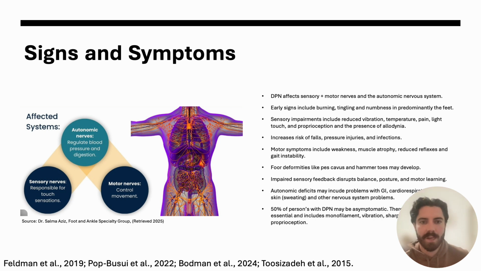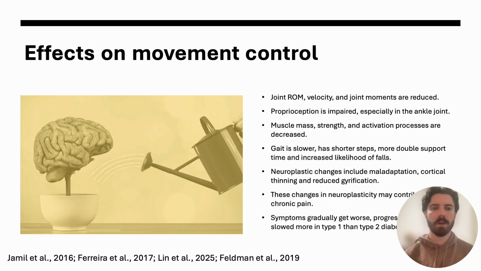50% of patients with DPN may be asymptomatic despite nerve damage, which highlights the importance of neurological screening, which includes muscle strength, reflexes, sensation, vibration testing, and sharp blunt testing, as well as proprioception testing. People with DPN demonstrate reduced range of motion, joint movements and velocity are also reduced, and proprioception, especially the ankle joint, is reduced. Muscle mass and strength are also diminished.